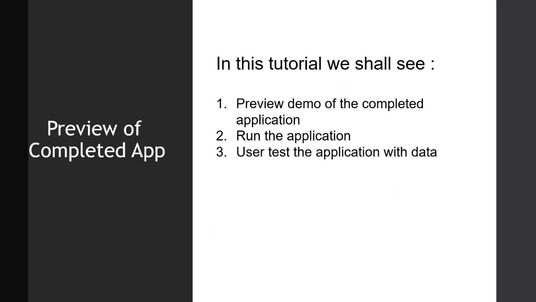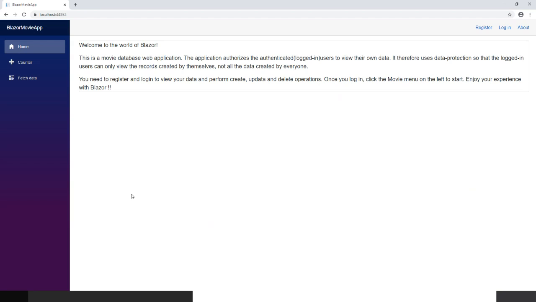Right. So let me share the screen of the finished application. So this was the CRUD application that I showed in the Udemy course. This is a Blazor movie database. You can see this is a standard template. I have not changed the navigation scheme. This is home, counter, and fetch data.